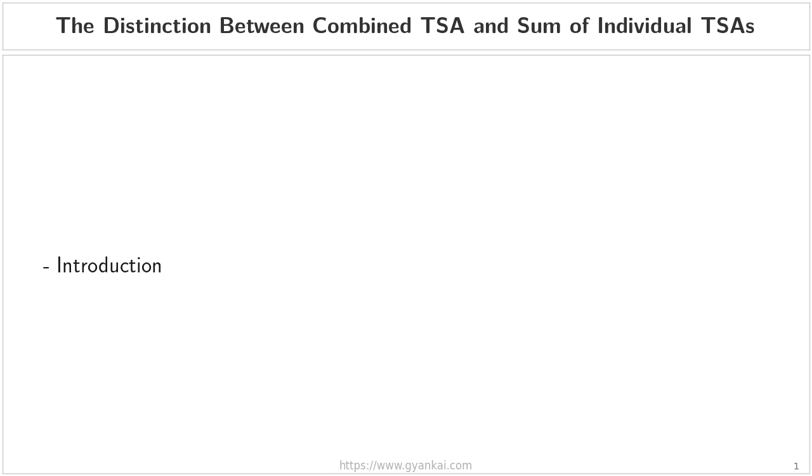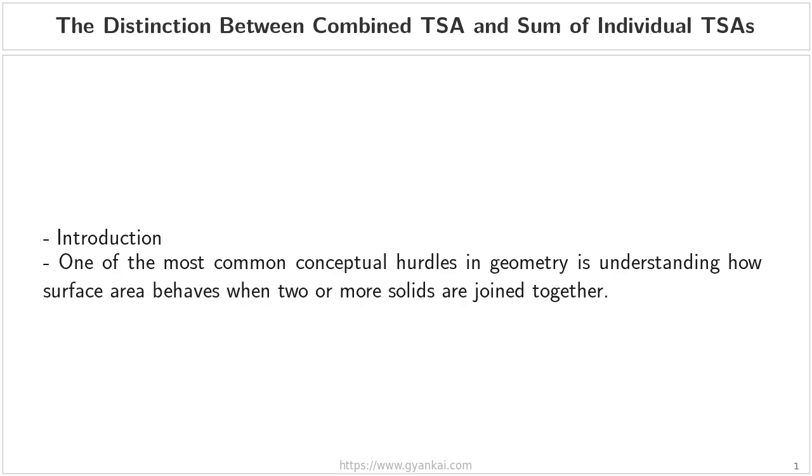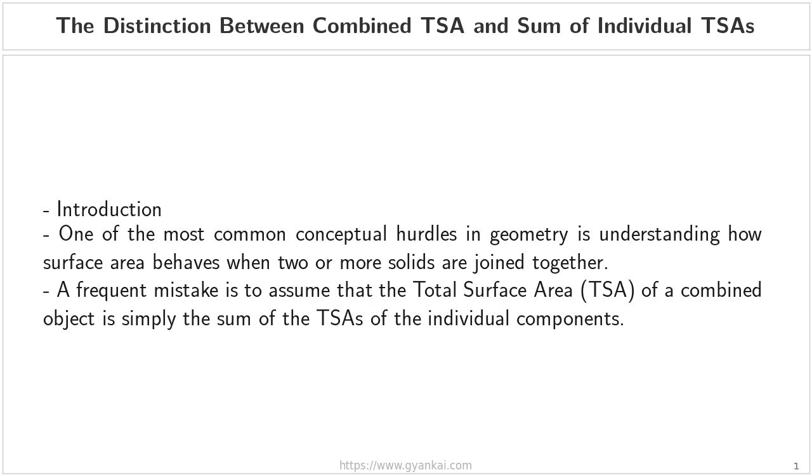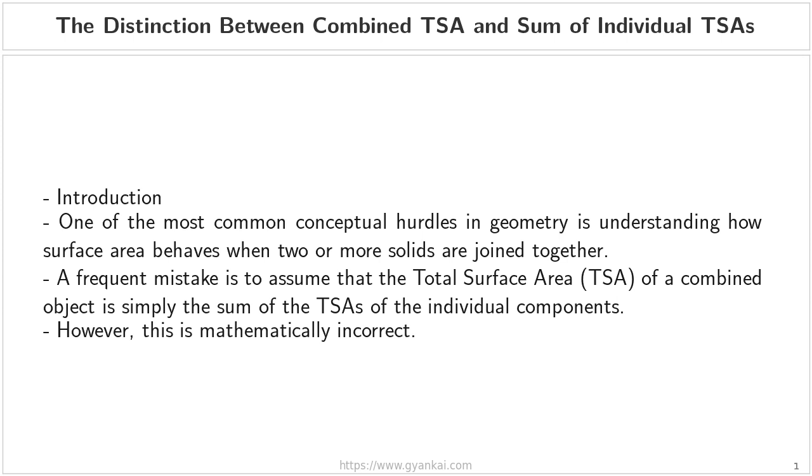As we begin our introduction, I want to highlight that one of the most common conceptual hurdles you will encounter in geometry is understanding how surface area behaves when two or more solid objects are joined together. When you look at a complex shape made of multiple parts, a very frequent mistake is to assume that the total surface area, or TSA, of that combined object is simply the sum of the total surface areas of the individual components. It feels intuitive to just add them up, doesn't it? However, I must warn you, this is mathematically incorrect.